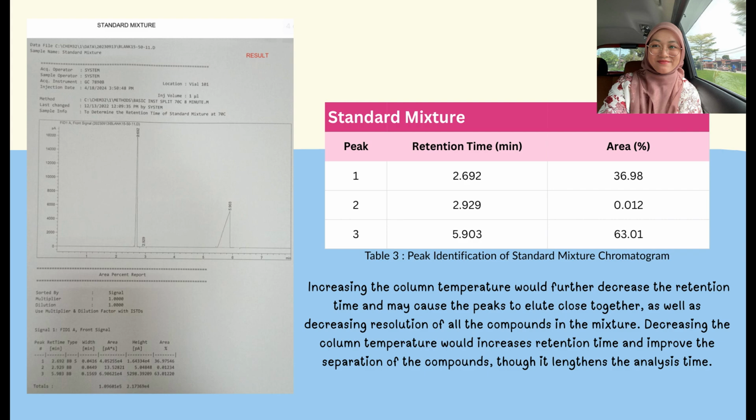So increasing the column temperature will reduce retention time but may cause peaks to overlap. And decreasing the temperature will increase retention time and improve separation, but the analysis will take longer.